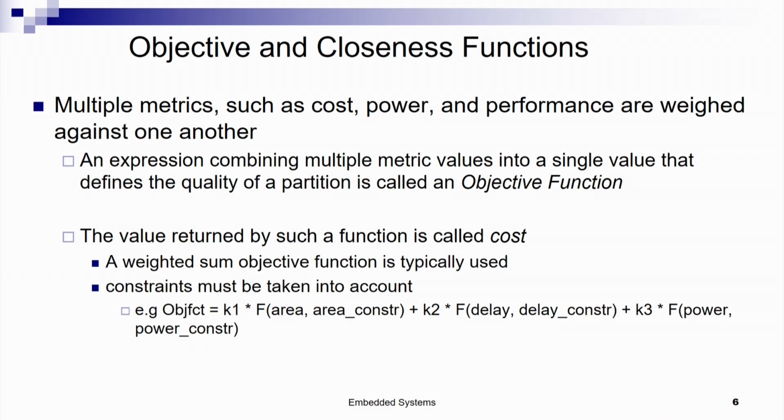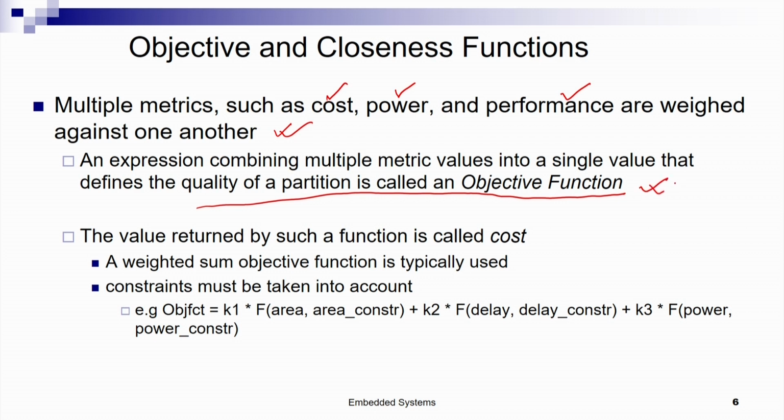And then we will have various objective and closeness functions depending on what we want to achieve for the entire functionality. We will have multiple metrics as we just talked about, for example, cost, power, and performance, and they have to be weighed against one another into a single objective function. An expression combining multiple metric values into a single value that defines the quality of a partition is called the objective function.